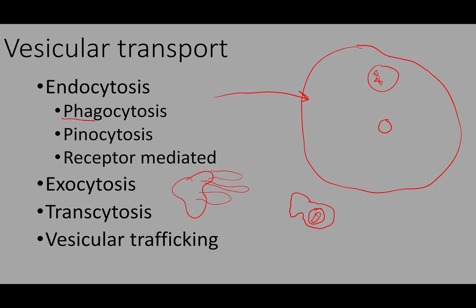This is phagocytosis, cell eating. A cell uses pseudopods to engulf something and pull it into the cell, which creates a vesicle with whatever it was trapped inside of it. Much more detail on that when we get to the immune system in Bio 139.